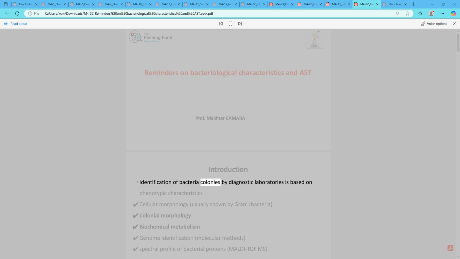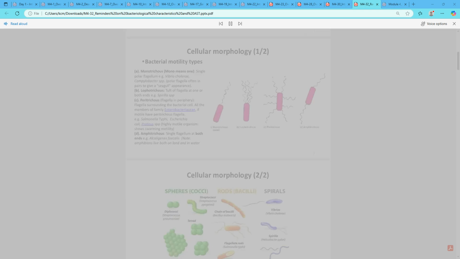Identification of bacteria colonies by diagnostic laboratories is based on phenotypic characteristics: cellular morphology, usually shown by Gram staining of bacteria; colonial morphology; biochemical metabolism; genome identification by molecular methods; and the spectral profile of bacterial proteins, MALDI-TOF MS.